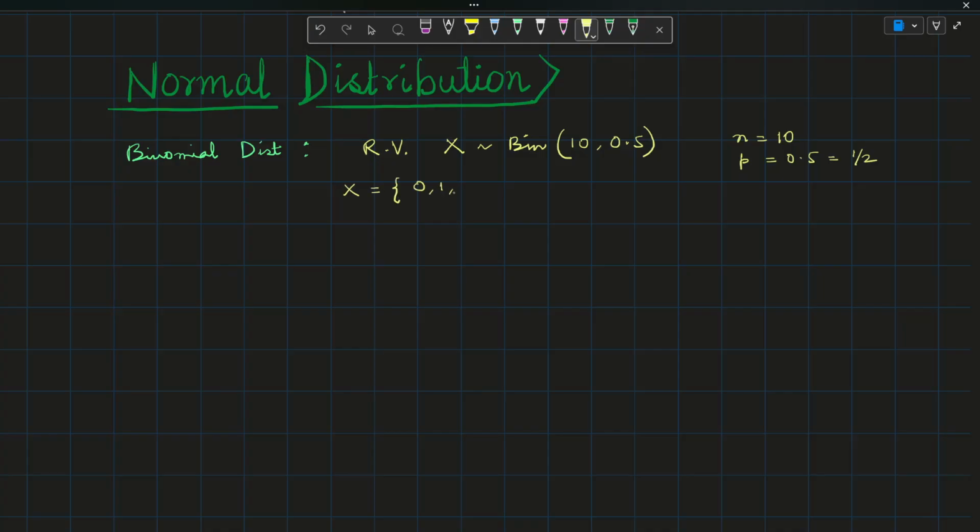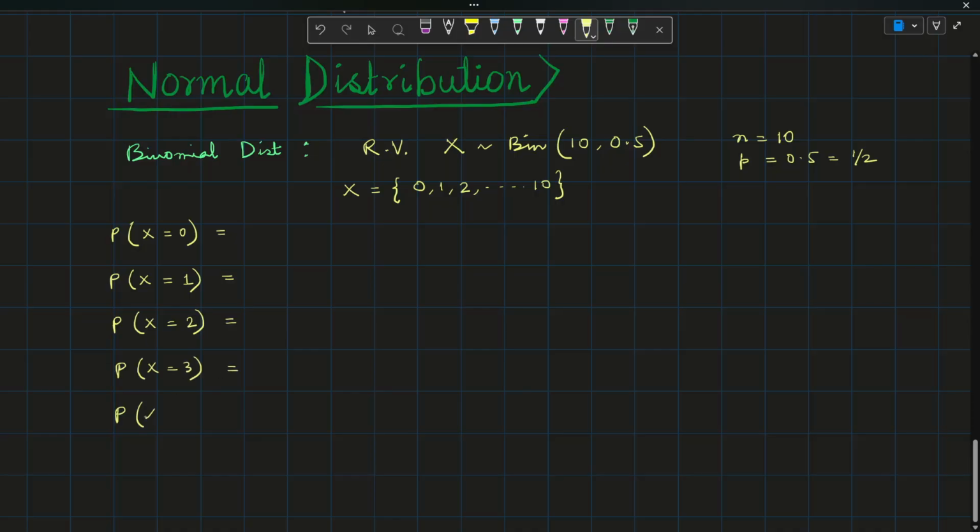So x can take values from 0 to 10. We will now find the individual probabilities corresponding to x equals 0, 1, 2 up to 10. So first, just write down these things. We are going to calculate probability of x equals 0, x equals 1, x equals 2 and up to x equals 5 at first. So we will just put the formulas here.